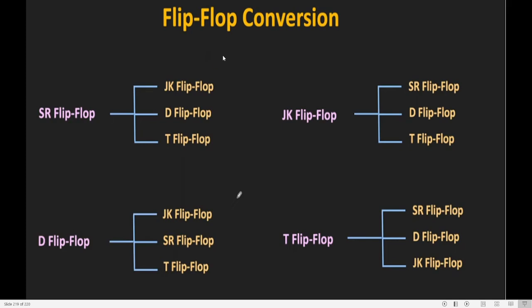Let us look into the flip-flop conversions topic. We know there are four types of flip-flops: SR flip-flop, D flip-flop, JK flip-flop, and T flip-flop. Now, we will see how to convert a flip-flop into another type of flip-flop. It means SR to JK or D or T, or D to JK, SR and T.